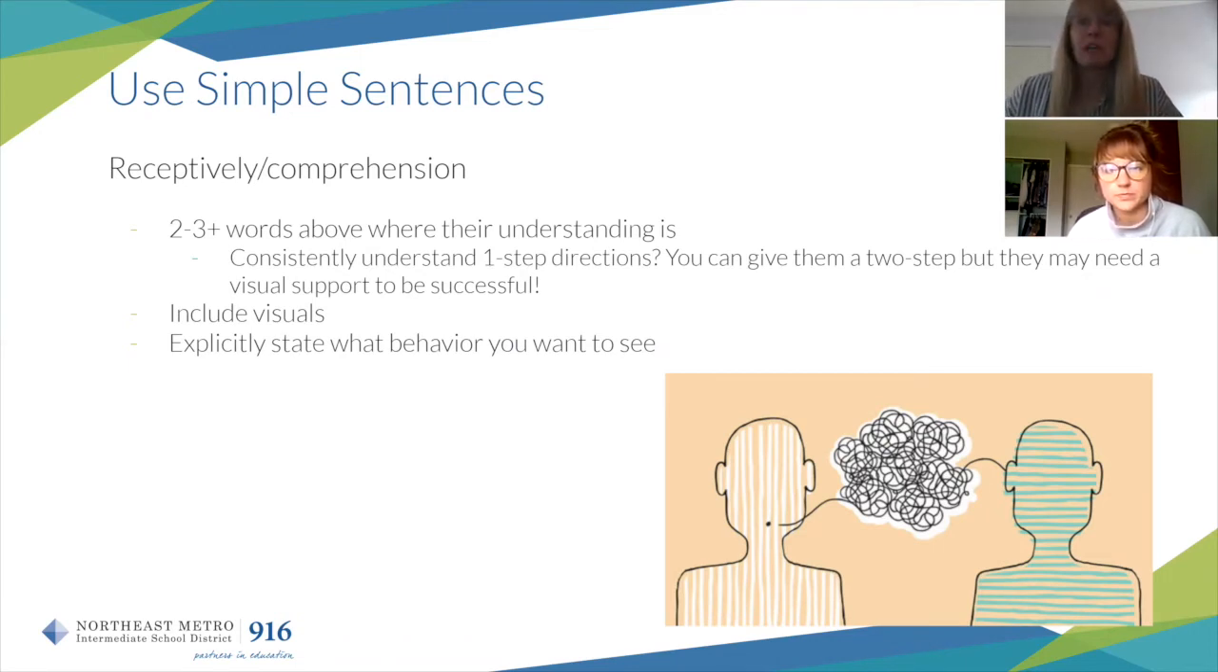The last thing is, when we're talking about students' comprehension, we want to make sure we're explicitly telling them what they should be doing. So that means we can tell them, sit in your chair, not something like, it's time to be like, I can't even think of an example. We want to tell them what we want them to do. Sit in your chair, not don't stand up at your desk. So again, it's important that we're using simple sentences so students are understanding what we want them to do.